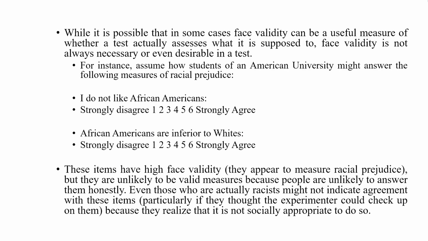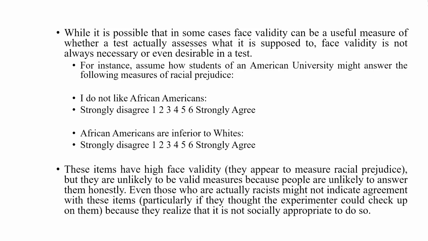Because it is not socially appropriate to come out like that, it is not socially appropriate to discuss these things, even those people who are actually racists will not indicate agreement with these items. Especially if the test is non-anonymous, especially if the test can be held up against them, people will actually not give honest answers on these kinds of items. So in that sense, you need to have items which are measuring these things in a concealed manner.